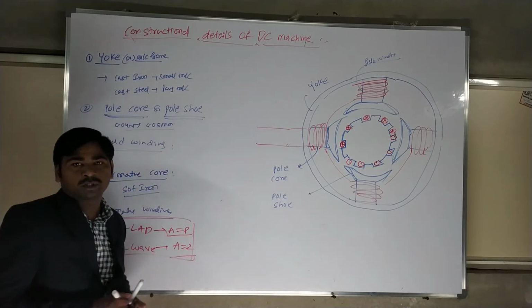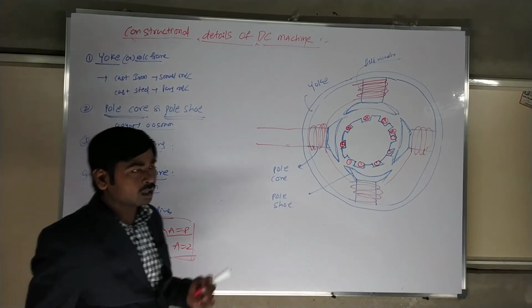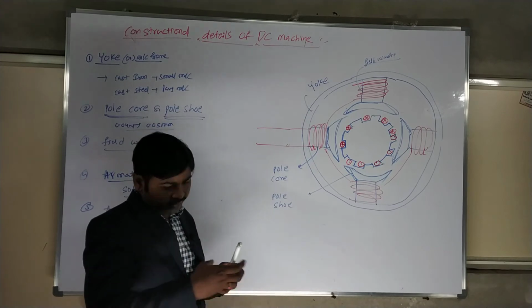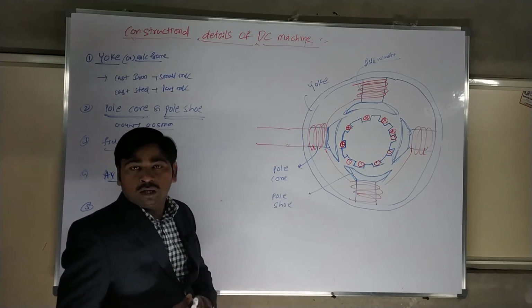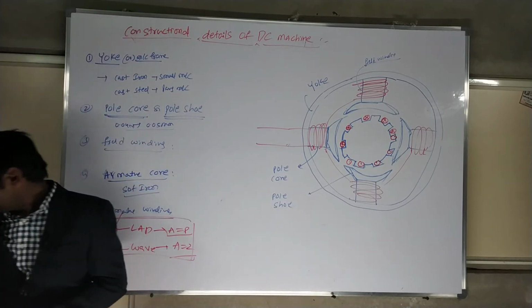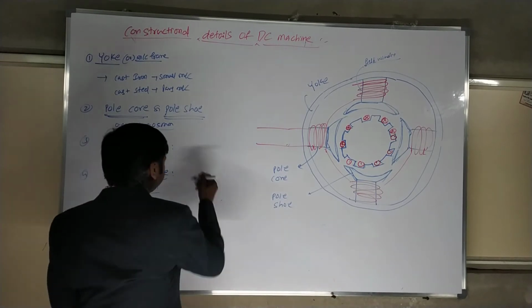It's very clear. After this, all the armature conductors are connected over here. At the end, that part is called the commutator. The next part we have to discuss, the concept called the commutator.